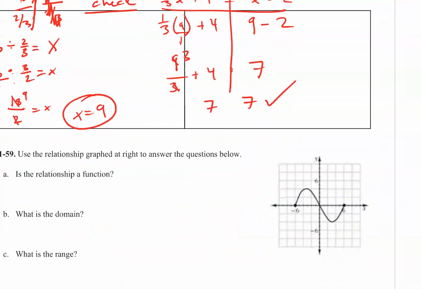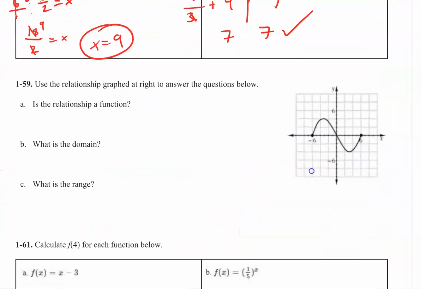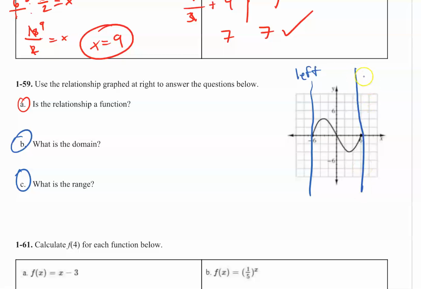Alright, let's give 1-59 a shot. You guys can figure out A. I'll help you out with B and C. So for the domain, we use the cover-up method. This is how far left the graph goes, and this is how far right the graph goes. And as you can see, on the left it's -6, on the right, 6.